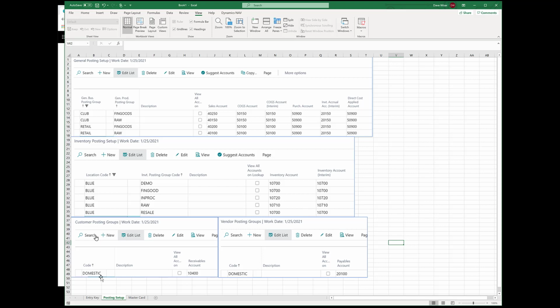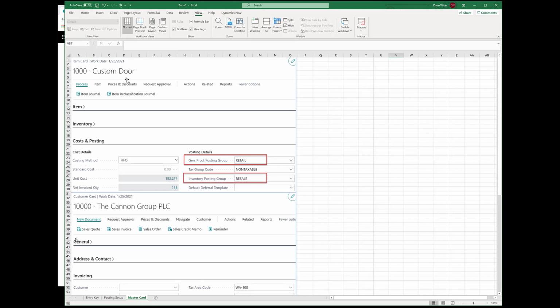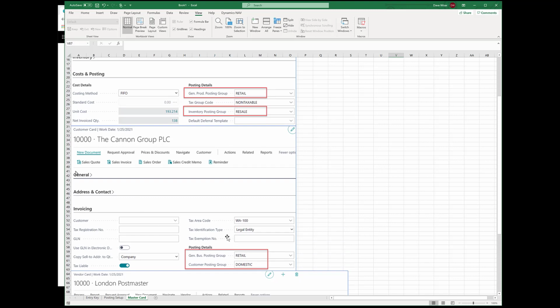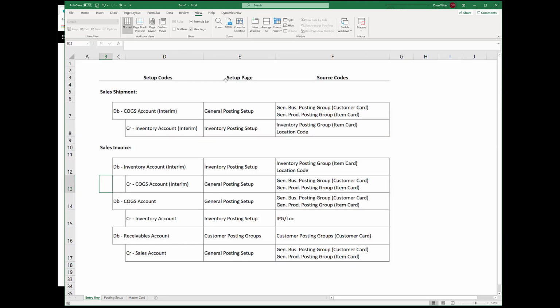And then in your customer posting group is where that receivable account is set up. So if we take a look at the individual master records and see those, you can see here in this first screenshot, this is the item card. In the cost and posting setup is where the general product posting group and the inventory posting group is set up. In the customer card, which is this next screenshot, is where the general business posting group and the customer posting group is set up for that transaction. So the combination of all 4 of those setups will help drive the sales transactions that will accrue.